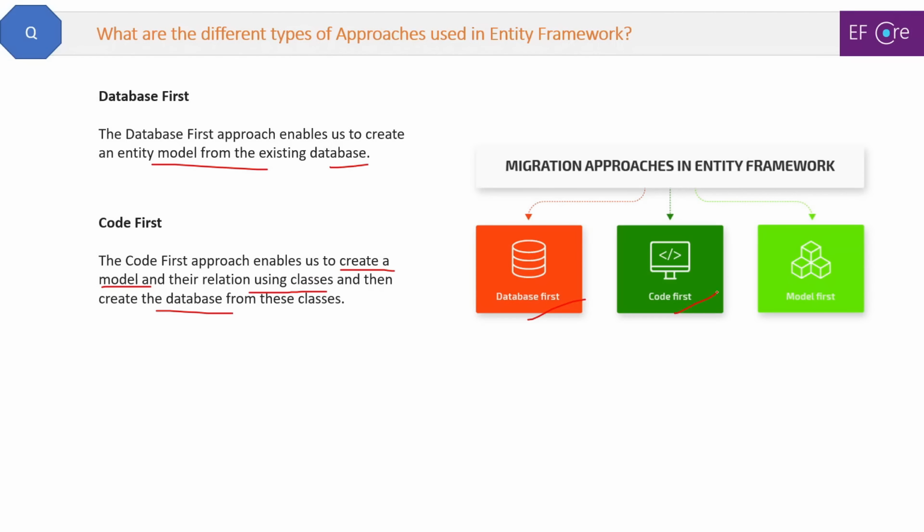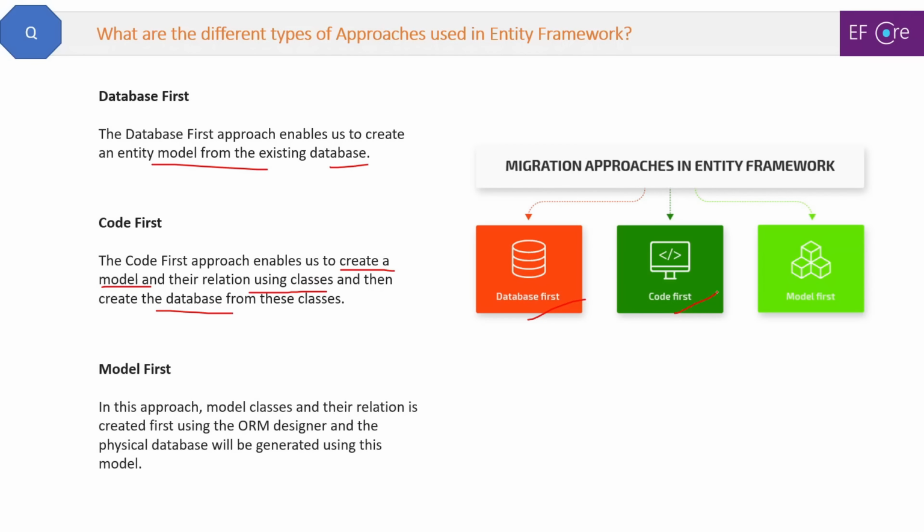And the third one is model first. In the model first approach, model classes and their relations are created by using the ORM designer, and the physical database will be generated using these models. This is the least used approach, which is model first. Normally people use database first and code first.